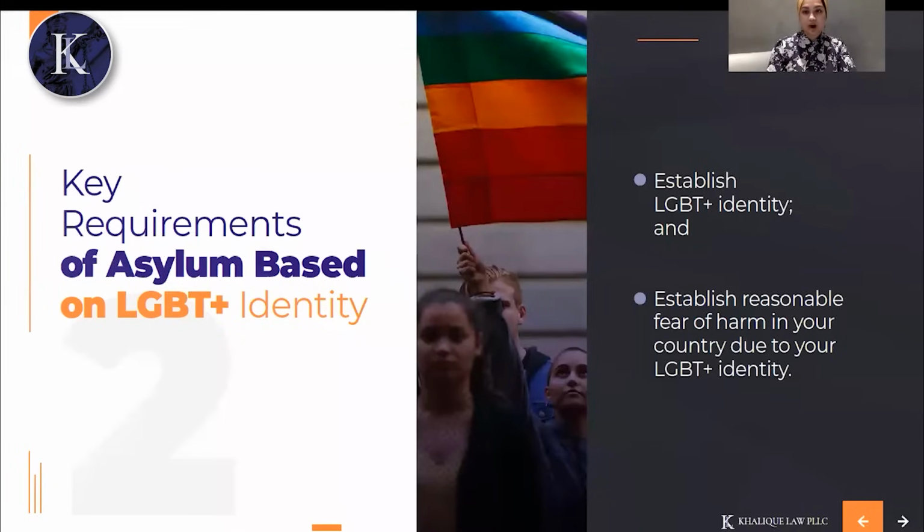So what are the key requirements of getting asylum based on your LGBTQ identity? Let's talk a little bit about what's really important in applying for asylum based on your LGBTQ identity. One of the first things that you have to do is establish that you actually do identify as LGBTQ and belong to that category. What does that mean? That means that you have to submit affidavits from other people attesting to you coming out to them, or their knowledge that you belong to this group, or that you're in a relationship and your partner writes an affidavit or they testify to that.